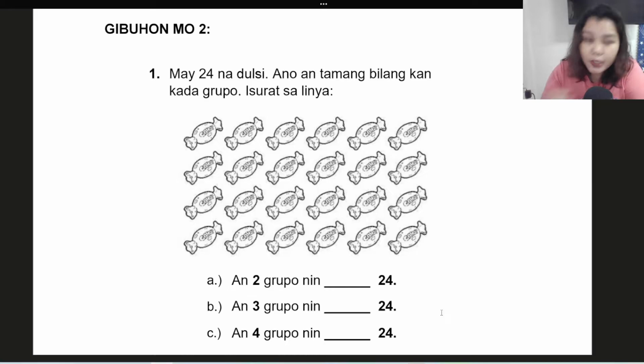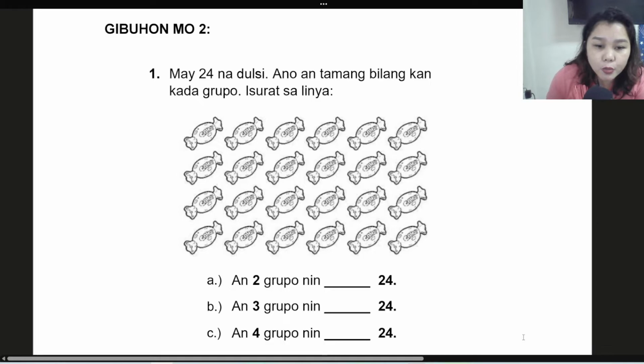Okay, if I have here, i-replicate ko lang kung ilan yung number of candies or number of checks dyan sa given. You can also use counters. Ano po? Kasi baka kayo malito sa paglinya. So, halimbawa 24, ito lahat. Okay, let's follow. Ang A, duwang grupo nin 24.